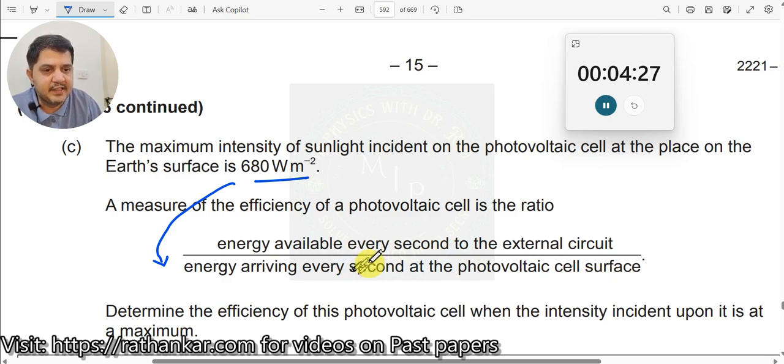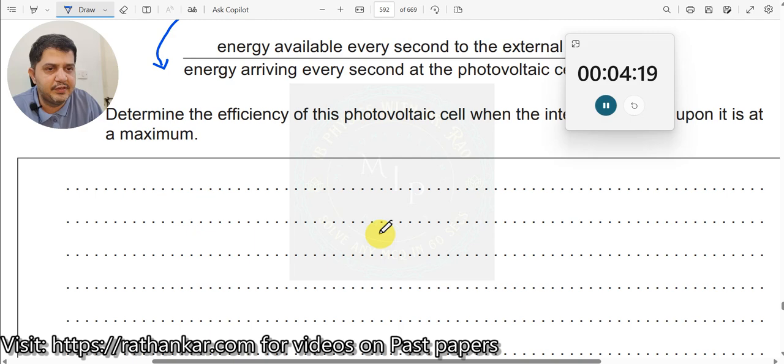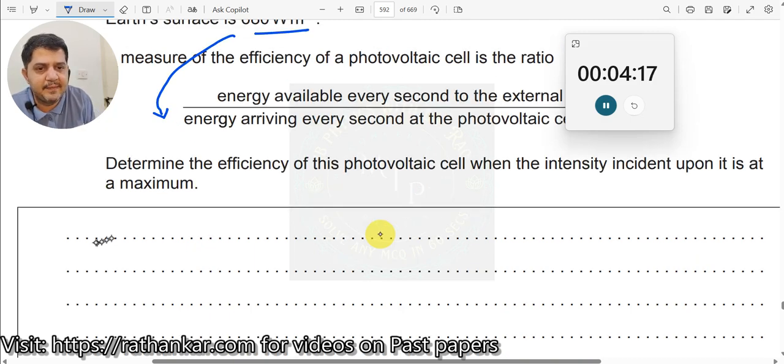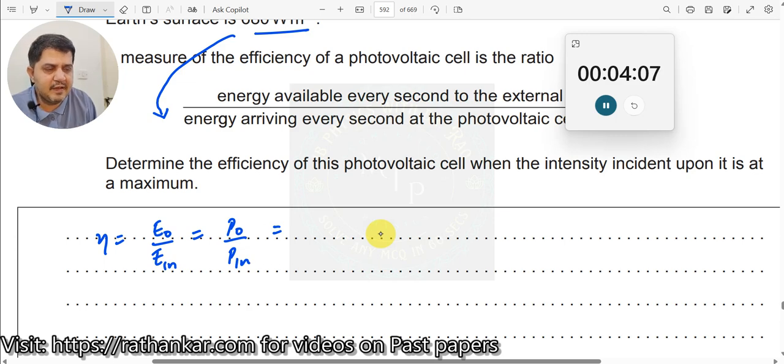Okay. Next, determine the efficiency of the photovoltaic cell when the incident intensity upon it is at its maximum. Now what we need to do is find out the efficiency. Efficiency, as we know, is energy output by energy input, or if I divide by time, power output by power input. Now, how do I calculate power? What is the output of this photoelectric cell? The output of the photoelectric cell is nothing but the current passing through the battery, and therefore V into I is the output power, divided by what is the input power?